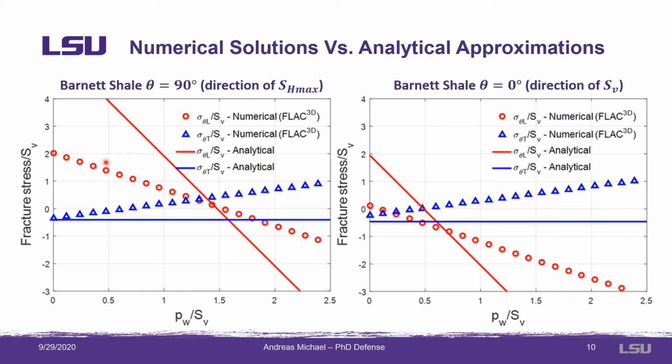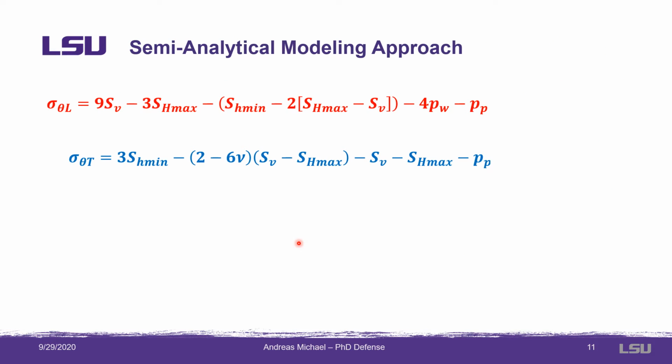To make them match the exact numerical solution using a set of linear correction factors. These are the modified Hossain closed-form analytical approximations for the two fracturing stresses, longitudinal in red, transverse in blue, for a well drilled parallel to SH mean and perforated in the direction of SH max. Similar expressions can be derived for any well trajectory and perforation direction.